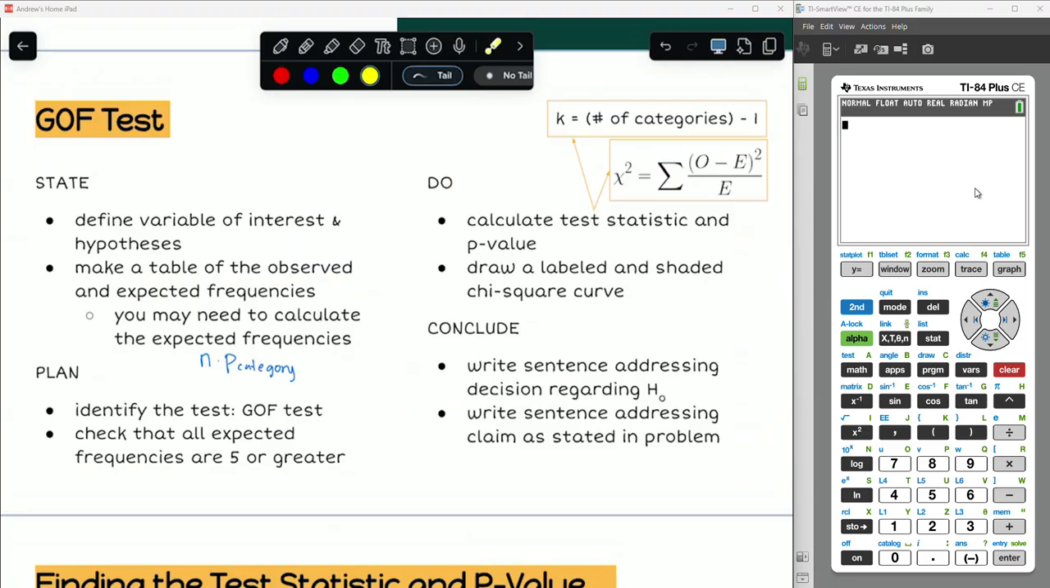The do stage looks the same as it does for all of our other hypothesis tests. I'm going to calculate a test statistic and a p-value, and I'm going to draw an appropriate labeled curve. We can do this by hand or with a calculator. Much more common to do it with a calculator. The upside is if I choose to do it by hand, the test statistic is going to have the same formula for all of these chi-square tests. It's the sum of the observed minus the expected squared divided by the expected for every box in my table.